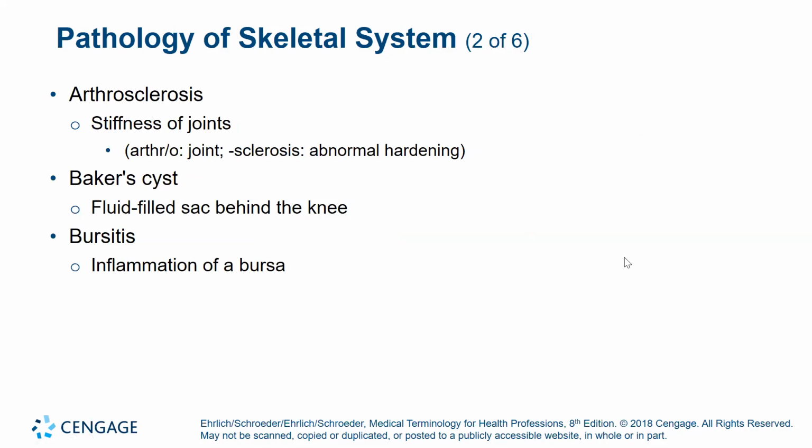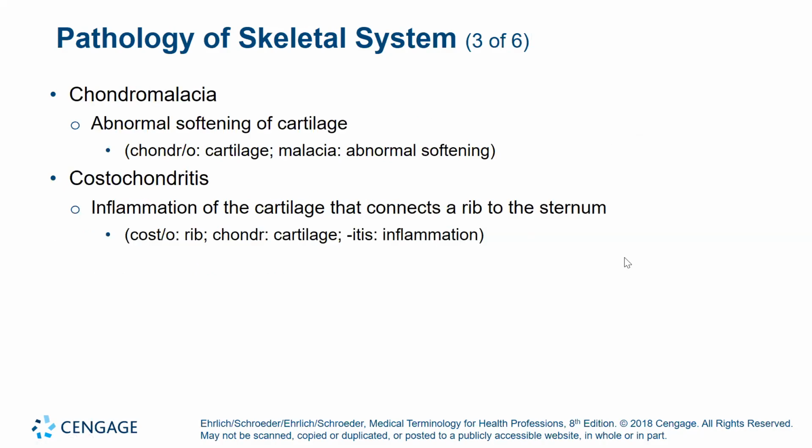Arthrosclerosis, breaking the term down. Arthro, joint. Sclerosis, abnormal hardening. So it's abnormal hardening of a joint or stiffness of joints. A Baker's cyst is a fluid-filled sac behind the knee. Bursitis, itis is inflammation, so it's inflammation of the bursa. Chondromalacia, looking at the term, chondro is cartilage, malacia is abnormal softening. So this is abnormal softening of the cartilage.